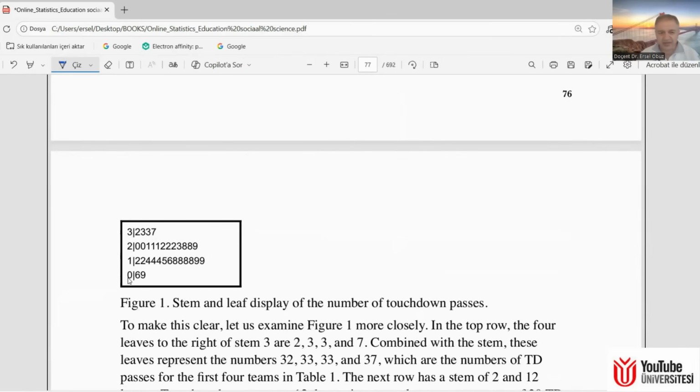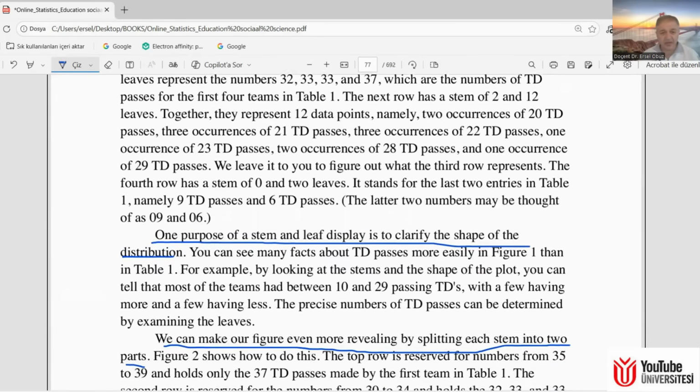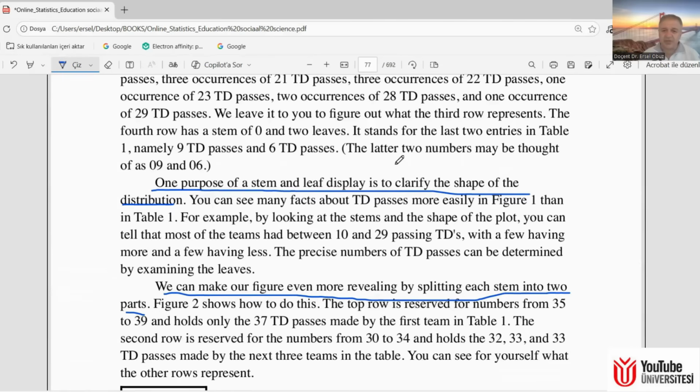You see, you have 0, 6, 9. Okay. 1, 2, 2, 2. You see the basic idea, you can see the trend here. When you think about the distribution, you have a distribution like this. That's why stem and leaf plots really show where the distribution stands. One purpose of a stem and leaf display is to clarify the shape of the distribution. We can even make our figure more revealing by splitting each stem into two parts.